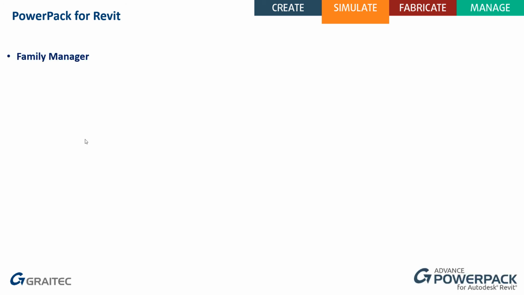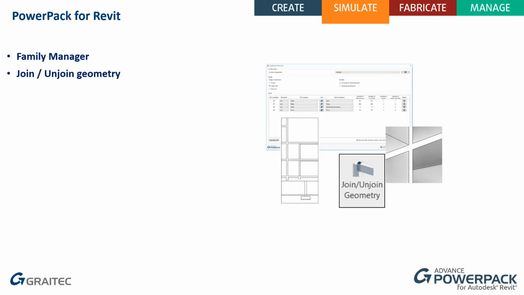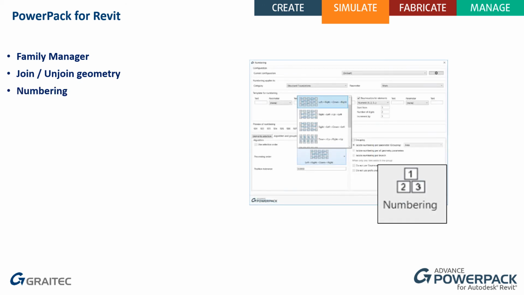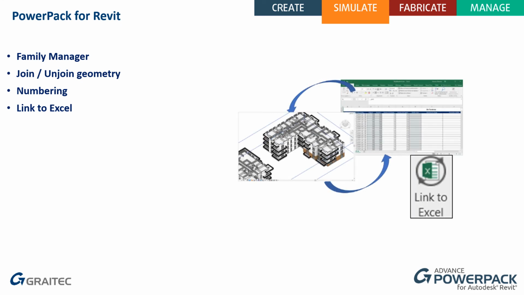So the Power Pack for Revit is offering to users several commands to speed up the modeling, to help as well the management, and to speed up some very manual tasks, such as numbering objects automatically in Revit, automatically joining or unjoining the geometry. Family Manager is a kind of explorer of families inside Revit, which will help you to manage your Revit families directly inside Revit with a visual and graphical interface.